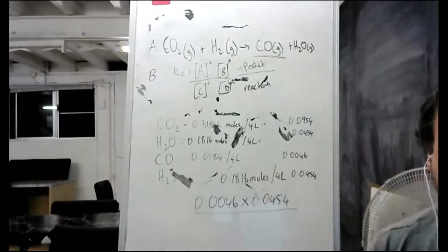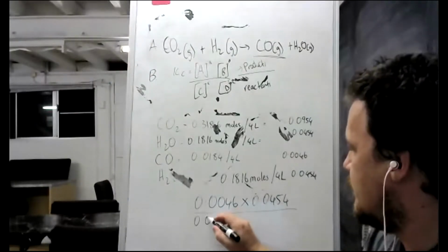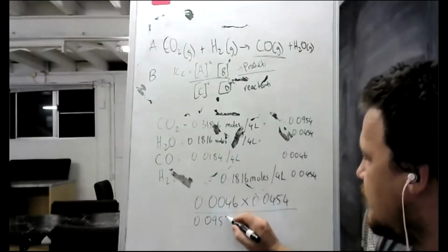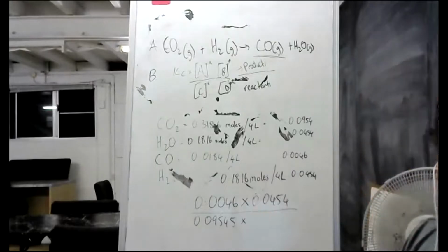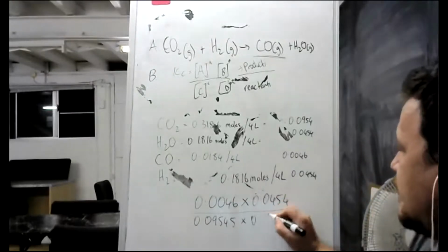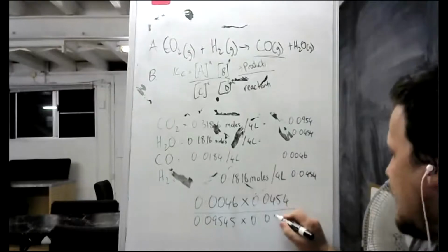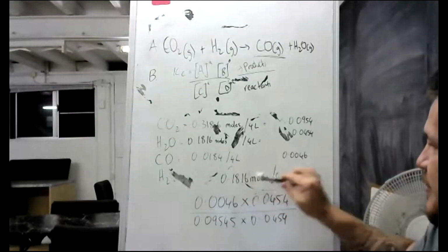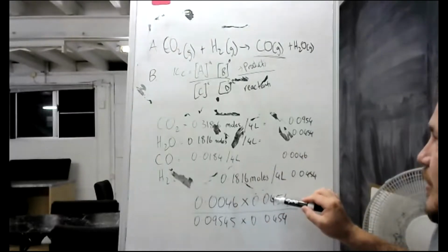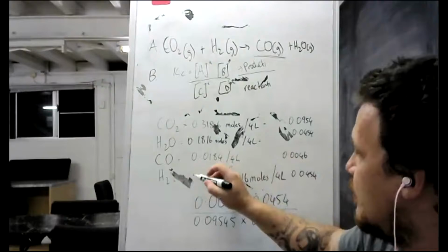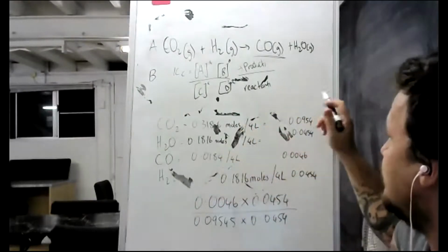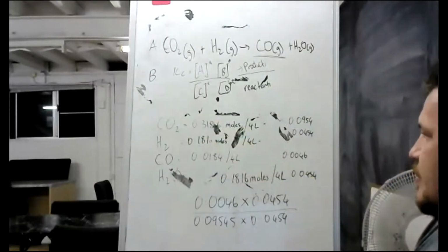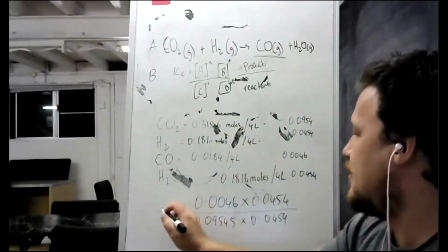divided by 0.095 times 0.0454. So the concentration of carbon dioxide times the concentration of H2O, sorry, that's H2. If we put that into our calculator, what does that give us?